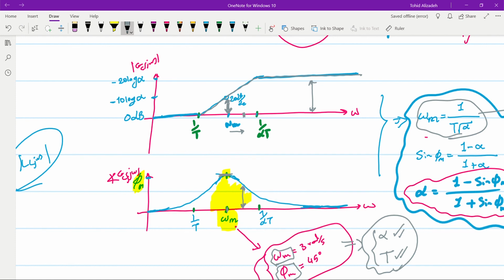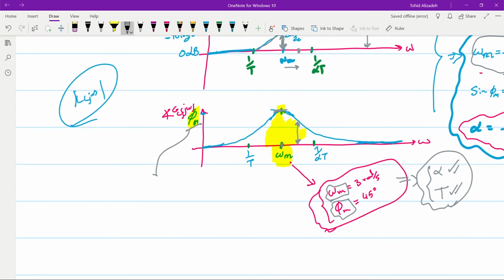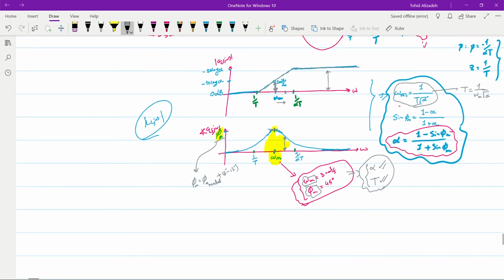And therefore, when you want to design the controllers, when you have obtained the value for phi m, usually we add some value to phi m. Phi m will be equal to phi m needed plus some safety margin, like something between 6 to 12 degrees, just to make sure that you will have enough positive phase injected at the crossover frequency that you will have after using the lead compensator.